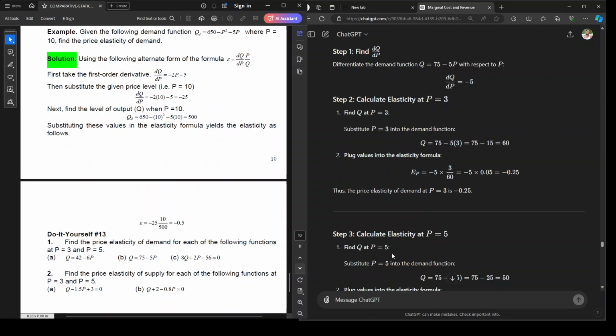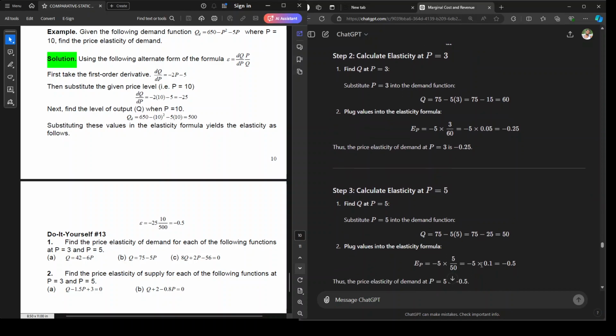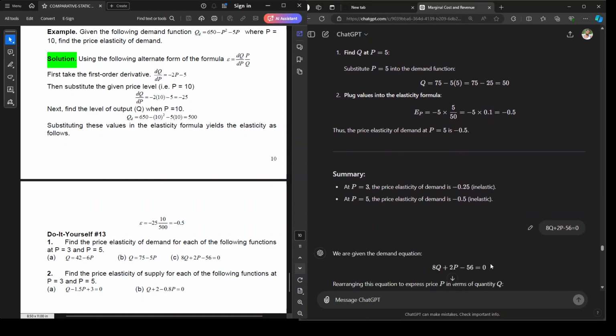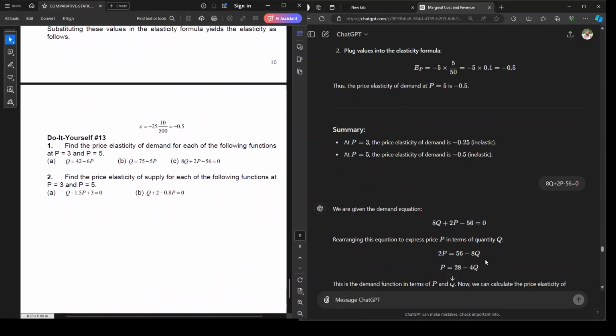So when P is 5, you put in your derivative to differentiate it. Put in your equation which was given to find the quantity. Now just substitute, and remember, when Ep is negative, it is inelastic. Even this one is inelastic. And so we come to this last one.